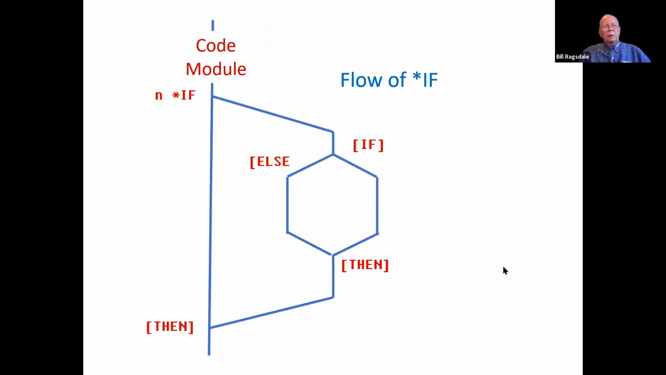It can be a little more complicated than that. We can have a code module with our selected star if, and then inside that, we can then have additional tests that are made in the usual fashion for if, else, then. So in this case, this allows, say, multiple testing sequences, which we'll show right here.